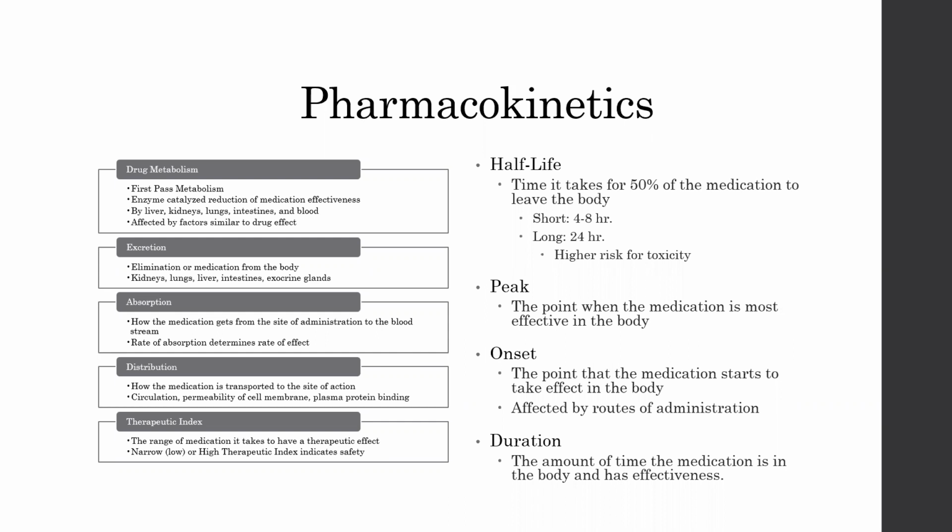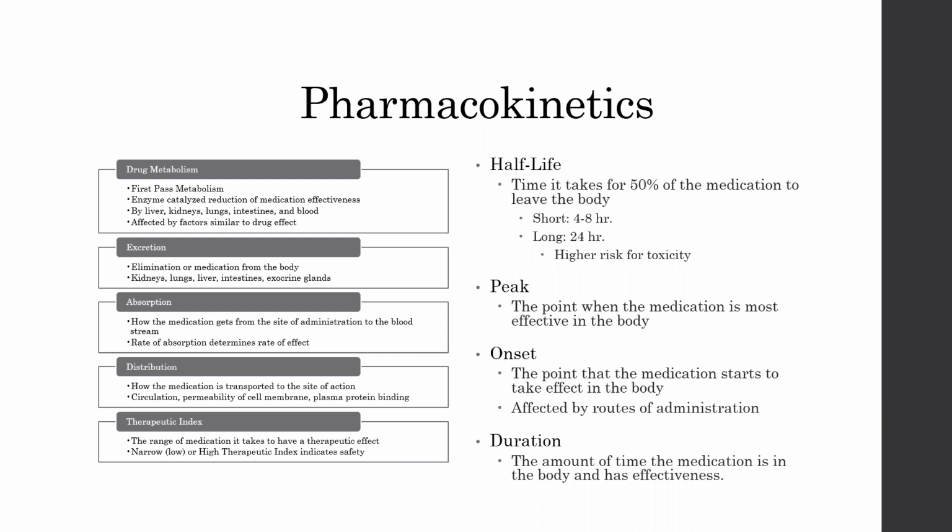Excretion is the elimination of medication from the body. It is mostly done by the kidneys, but can also be done by the lungs, the liver, the intestines, and exocrine glands. An example of an exocrine gland would be breast milk. Absorption is how the medication gets from the site of administration to the bloodstream, and the rate of absorption determines how quickly the medication has an effect.